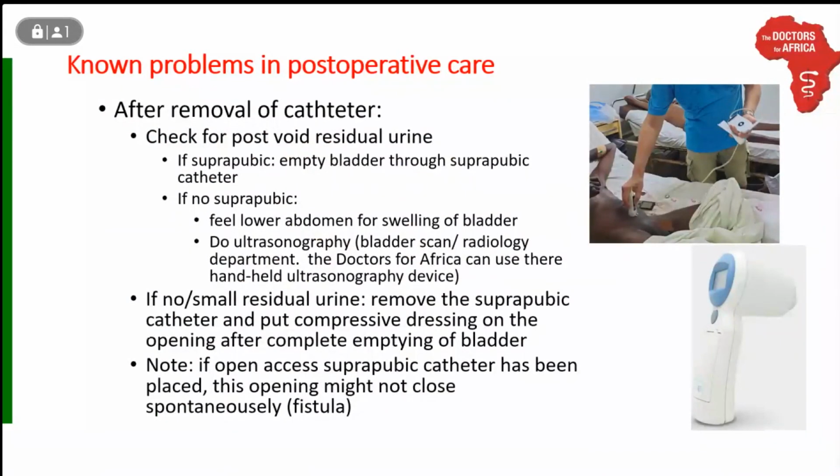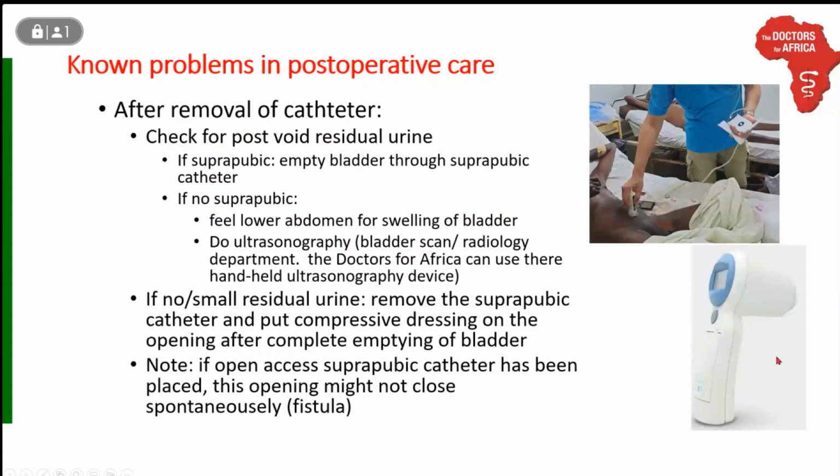After removal of the catheter, we need to check if there is post-void residual urine. If there is a suprapubic catheter, you can simply empty the bladder through this suprapubic catheter. If there's no suprapubic catheter, you can feel the lower abdomen and see for swelling of the bladder. You can use ultrasonography with a bladder scan.